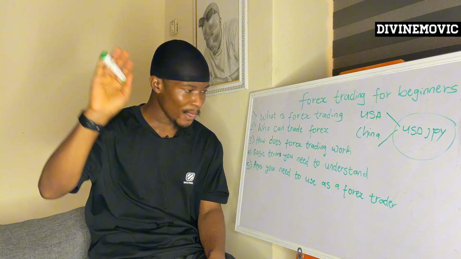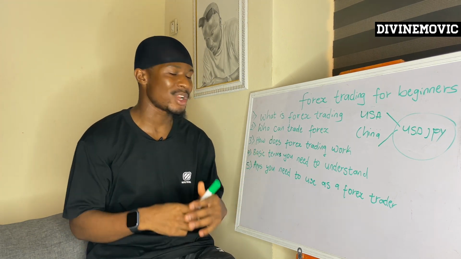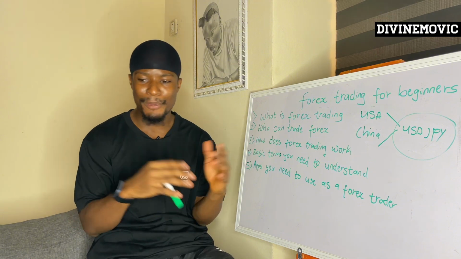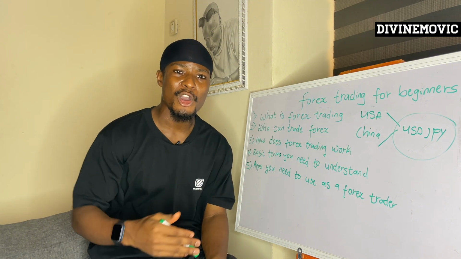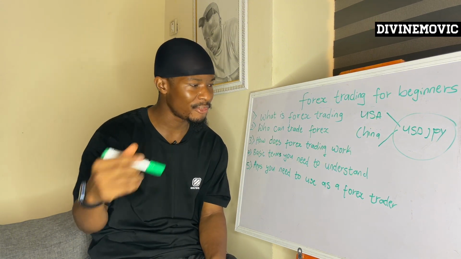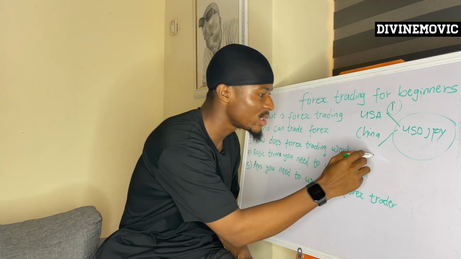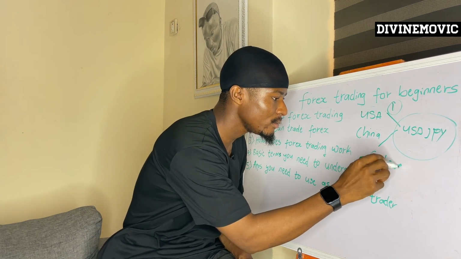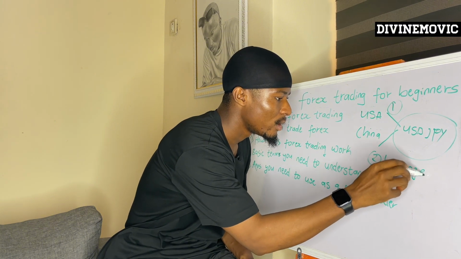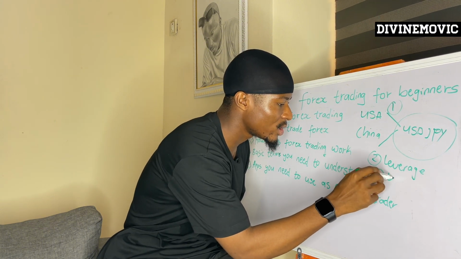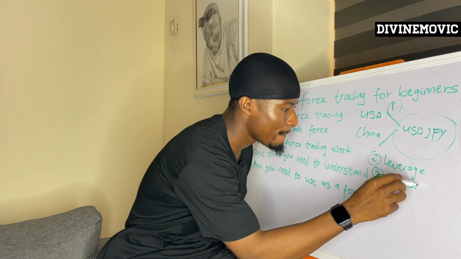Now, what are the terms you need to understand for you to be able to trade Forex? There are basically about 3 major terms that you need to understand. Number 1 is what? Currency pair. Number 2 is what? Leverage. And number 3 is what? Lot size.